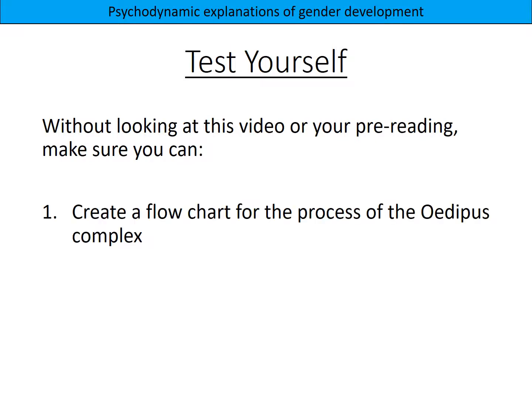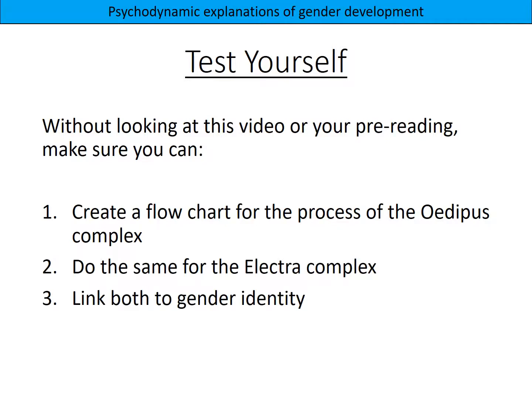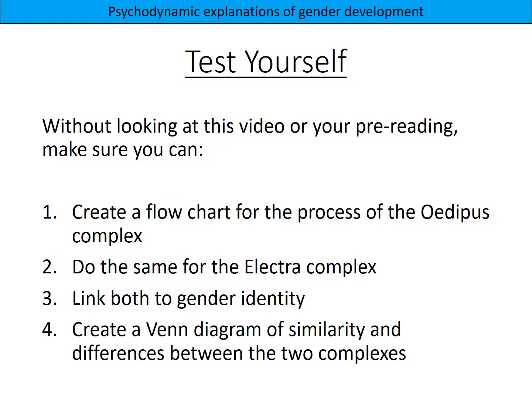So to test yourself, without looking at this video or your pre-reading, make sure that you can create a flowchart for the process of the Oedipus complex. Make sure you can do the same for the Electra complex. Link both to gender identity and create a Venn diagram of similarities and differences between the two complexes. There are some similarities between the two, but remember I've drawn out some differences there as well.